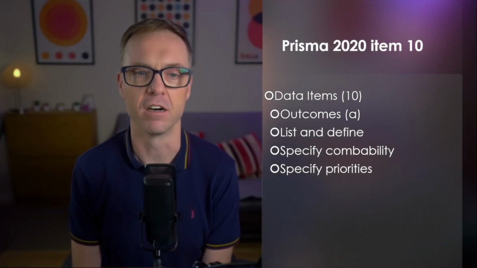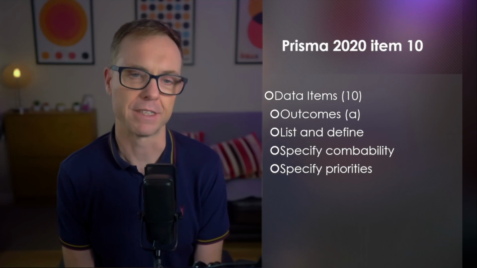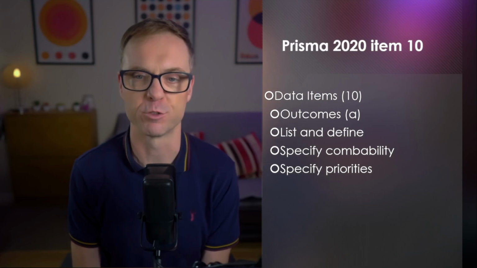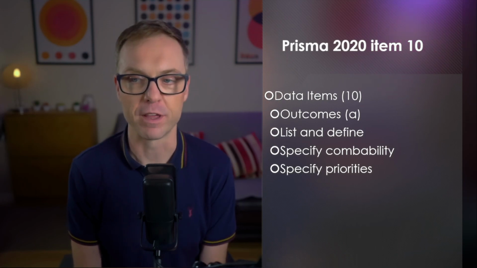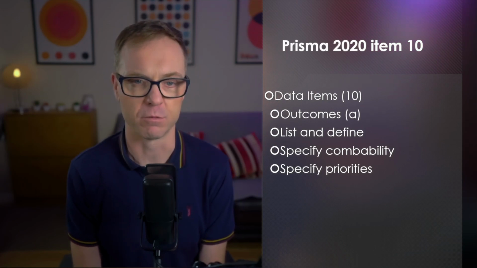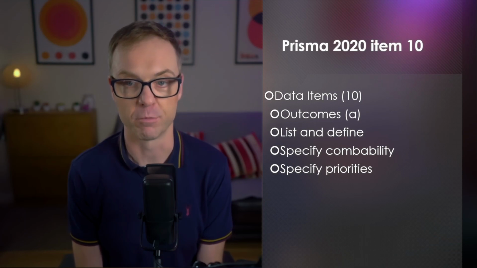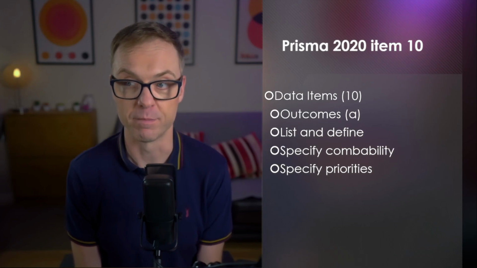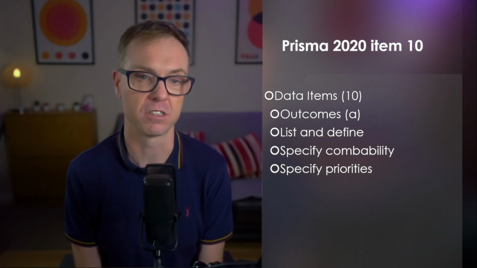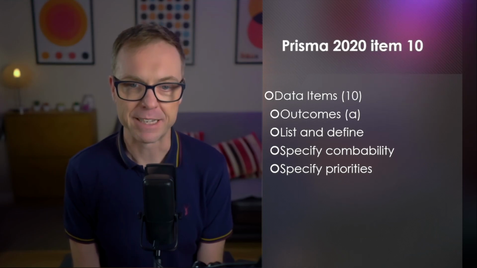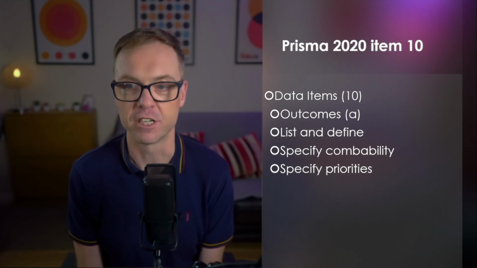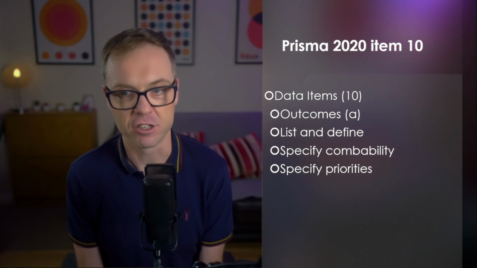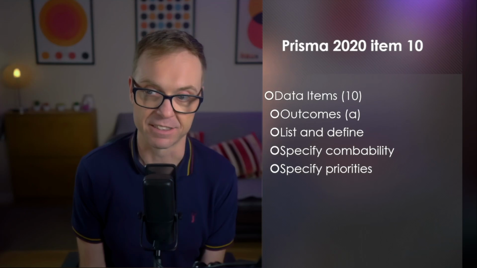So in terms of data items, PRISMA 2020 item 10 says that we must list and define all outcomes for which data was sought, and specify whether all results that were compatible with each outcome domain in each study were sought, for example, for all measures, time points, and analyses, and if not, the methods that were used to decide which results to collect. This is because defining outcomes in systematic reviews generally involves specifying outcome domains such as pain and the time frame of measurement such as less than 6 months.